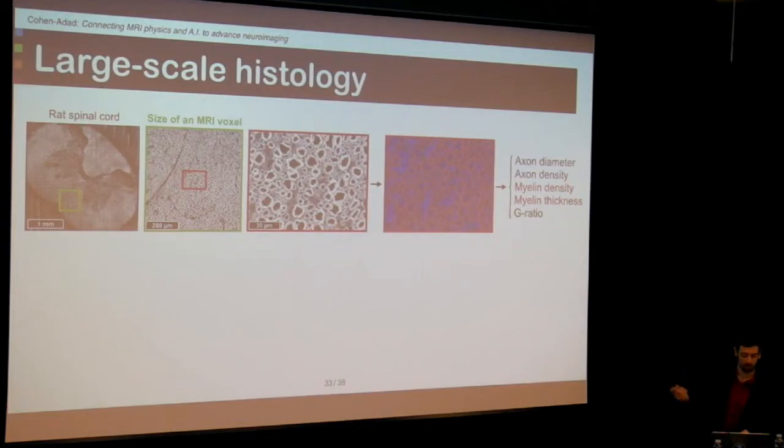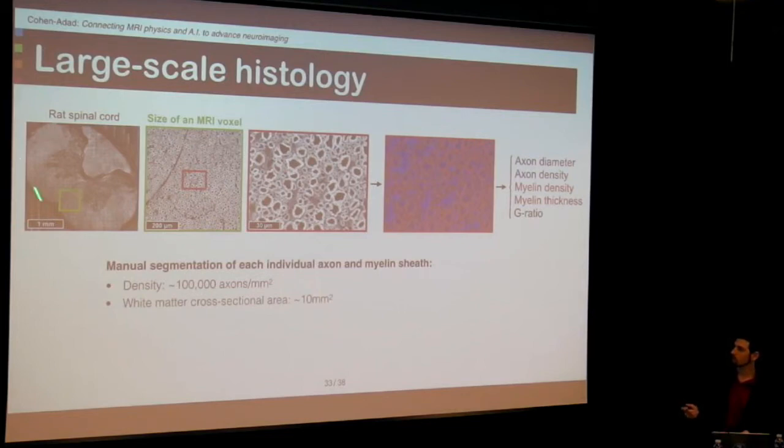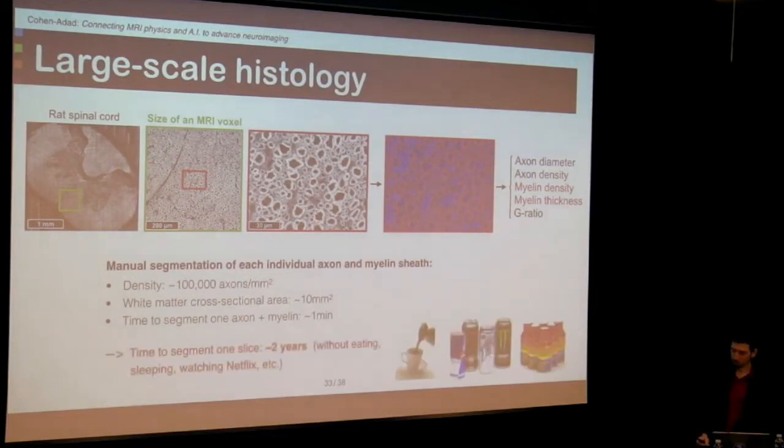in order to compute those metrics that MRI gives us. So let's put things into numbers. The density of axons is about 100,000 axons per millimeter squared. The cross-sectional area of this white matter here is about 10 millimeters squared. And the time to manually segment an axon and myelin for a well-trained grad student is about 1 minute. So if we do the calculation, it would take about 1 year, or 2 years actually, to segment this slice without the collateral benefits.